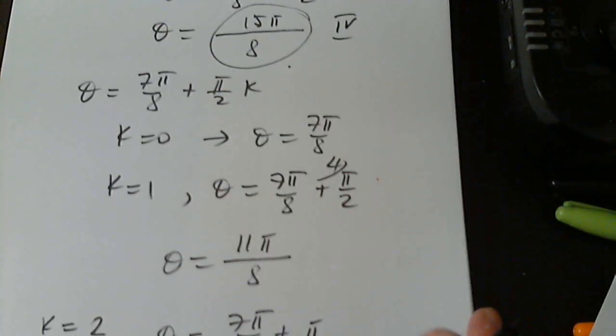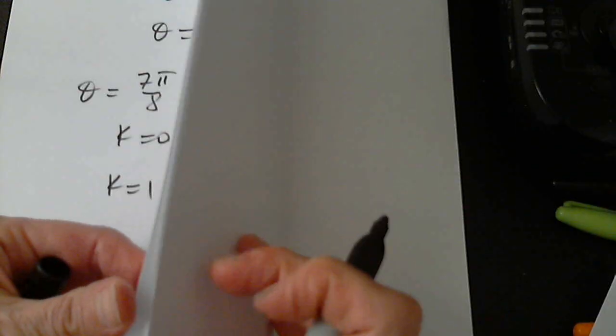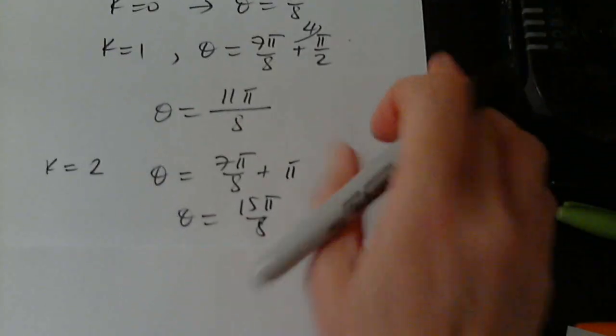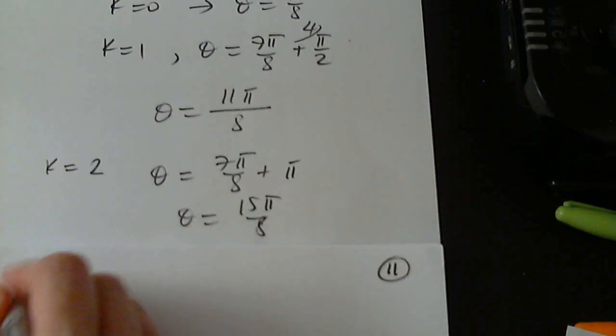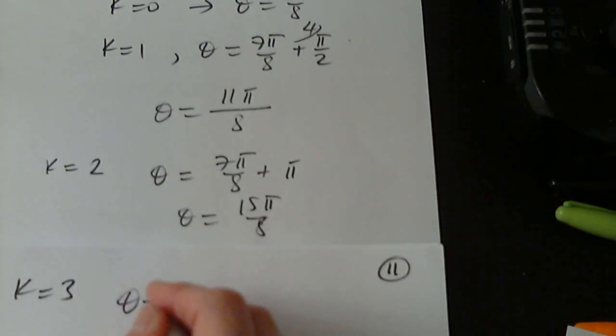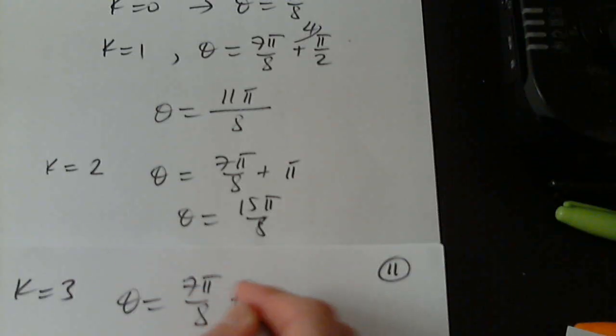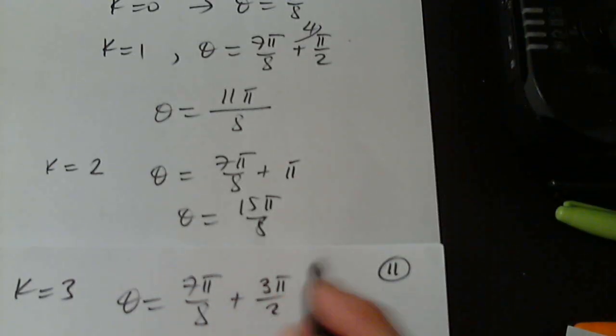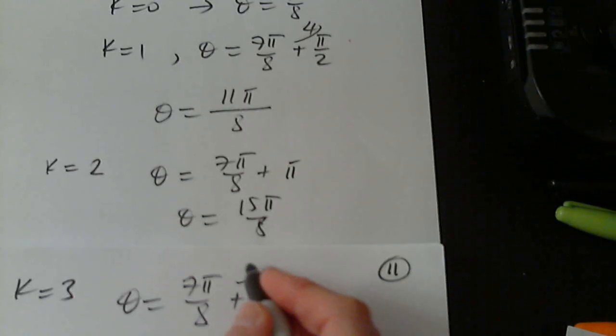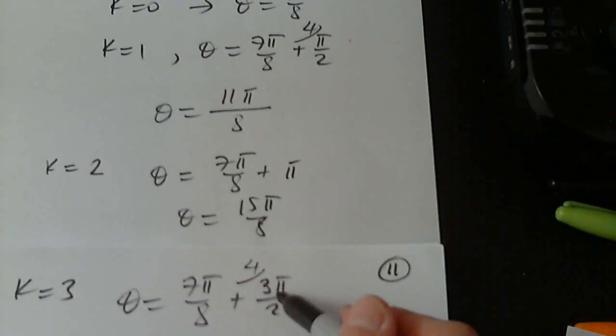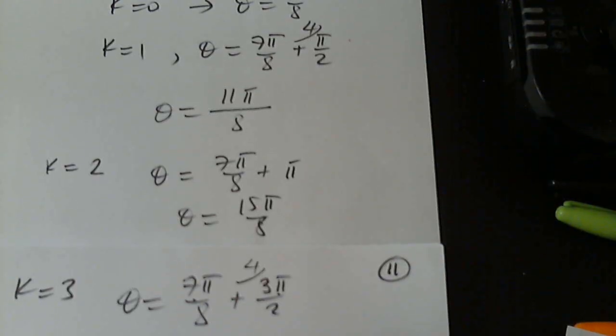So let's try. I think it's good enough, but let's double check. The next one will go over 2 pi. So k equals 3. Theta equals 7 pi over 8 plus 3 pi over 2. So the least common denominator is 8. So 12 plus 7 is 19. 19 pi over 8 is more than 2 pi.